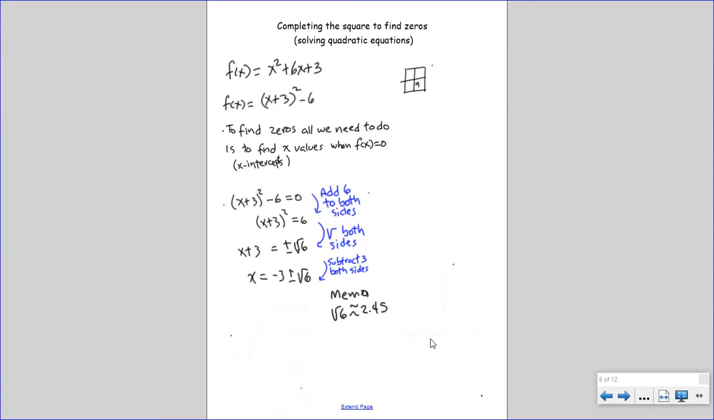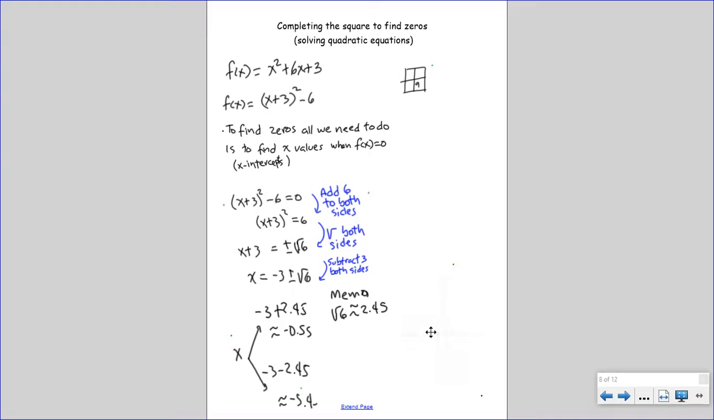So now we're ready to find our two values for our intercepts or zeros. The first one, we're just going to take the positive root. So it's going to be negative 3 plus approximately 2.45, which is approximately negative 0.55. Of course, we could have left the root like that. In this case, we wanted to calculate it approximately. And the second root is going to be negative 3 minus the square root of 6, which in this case is approximately negative 5.4.